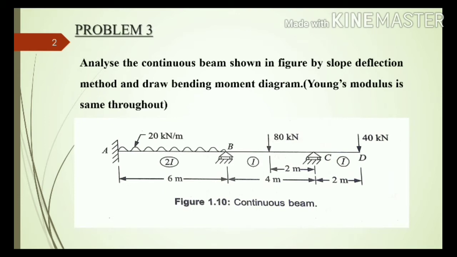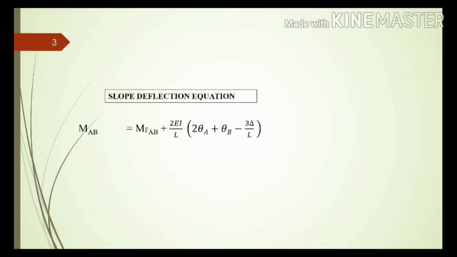So we know the general slope deflection equation: MAB is equal to M of AB plus 2EI by L into 2 theta A plus theta B minus 3 delta by L. Similarly, MBA is M of BA plus 2EI by L into theta A plus 2 theta B minus 3 delta by L. First we can write the given data.